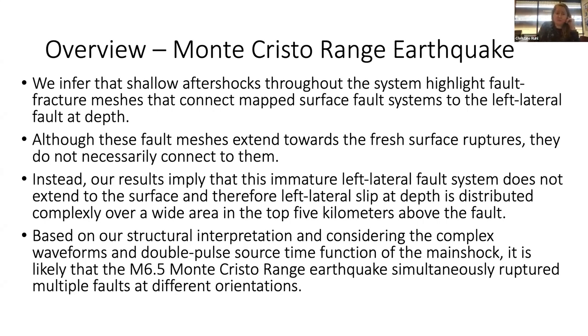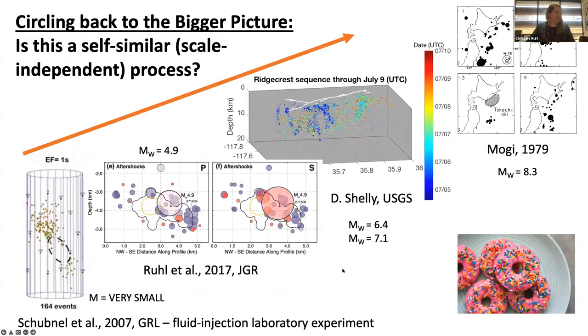If you're trying to do seismic hazard by going out and doing paleoseismology or looking at fault ruptures, and this magnitude 6.5 is not being captured by the surface faults because everything is going to get washed away when it rains, right? It was all really small. That tells you something about the missing information in seismic hazard analysis. And then based on our interpretation and the waveforms and everything, we think this was a multiple fault rupture, but more work would need to be done on that.